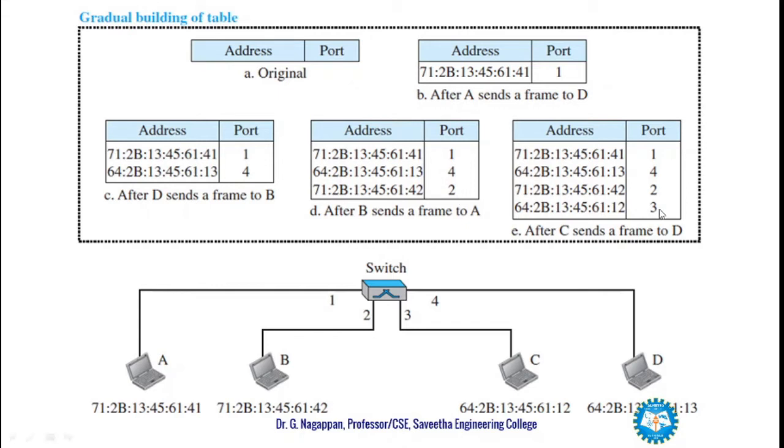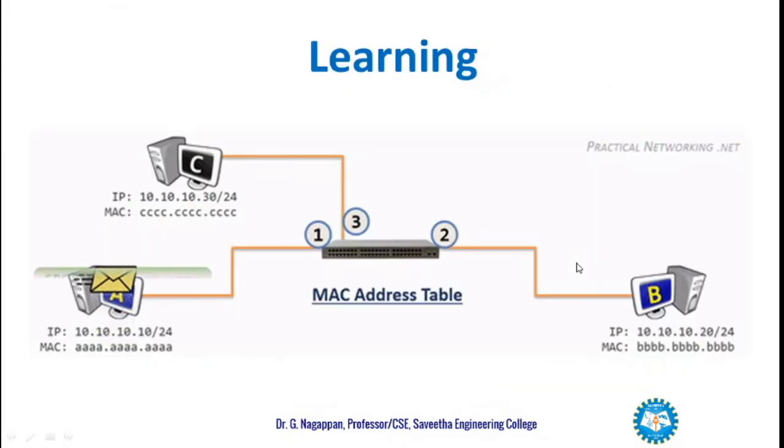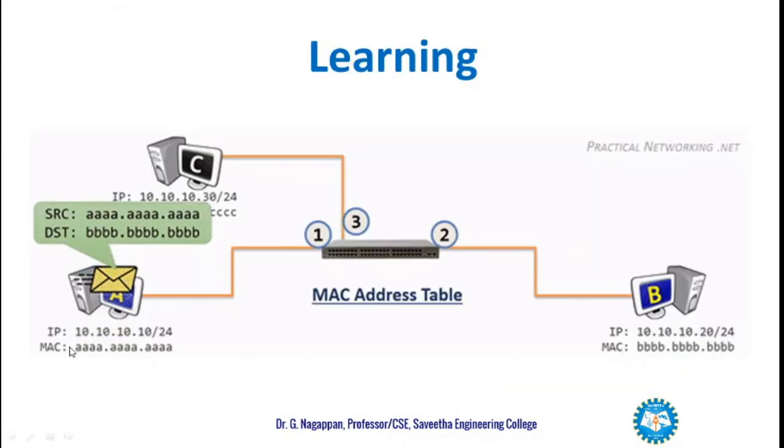And finally, C sends a frame to D. When C is going and checking, D is available there, so it connects with D through port number 4, which connects to D. So this is what is called learning. The source and the destination are known here.